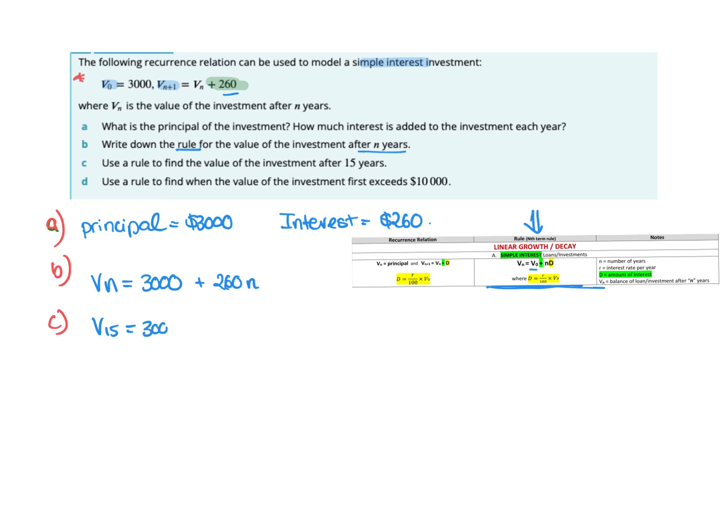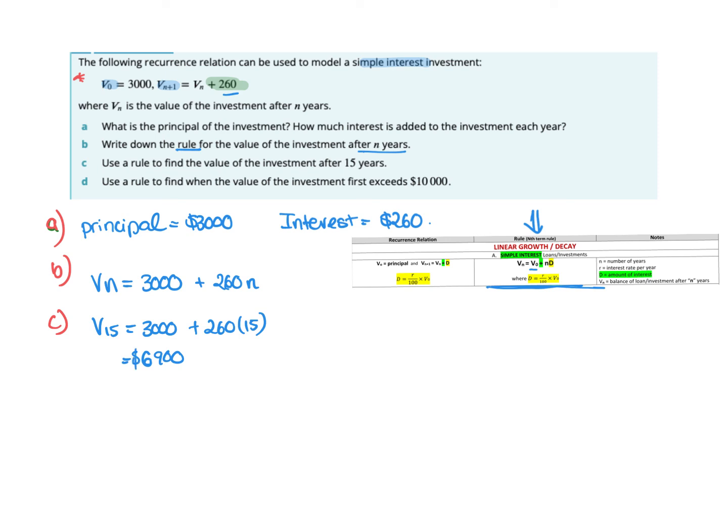So I pop into the formula where I see n, I'm going to put 15 and get, what do we get? Okay, so we get 6,900 is V15.